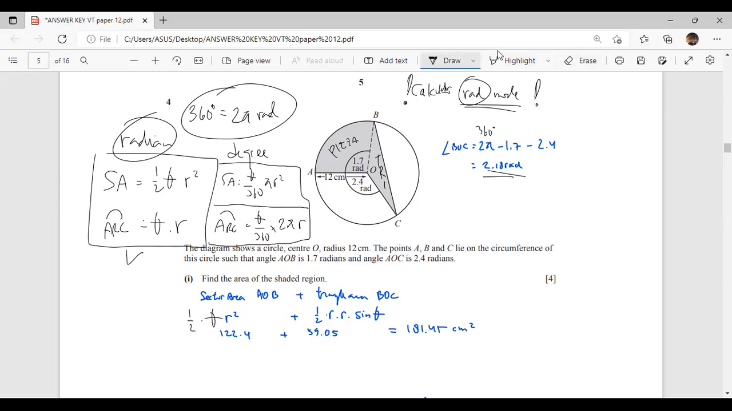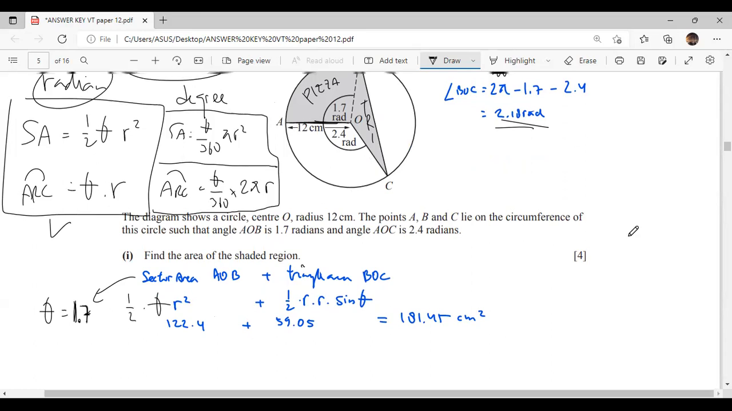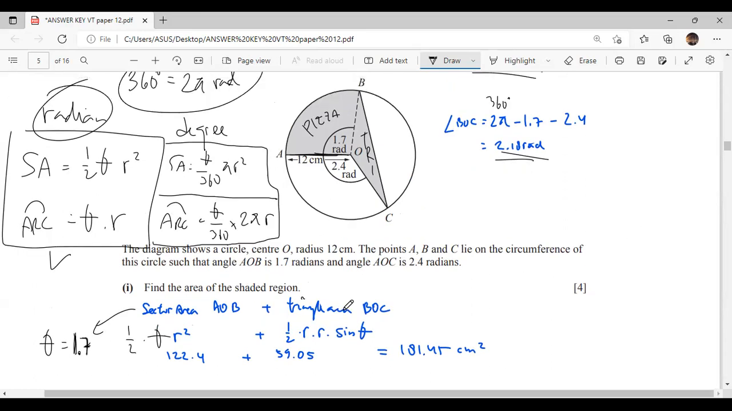And then I get 122.4. The r is 12, right? It's given. The radius is 12. I just put it in the calculator. The theta is, careful, 1.7, right? Wait, what does that say? It's sector area AOB plus triangle area of BOC. Oh, okay. Sorry for the bad handwriting. I did it fast just now. I think at 10 p.m., because I have another class, so I just made it fast. And I already checked it, and the problem is only the handwriting. The handwriting is so bad.